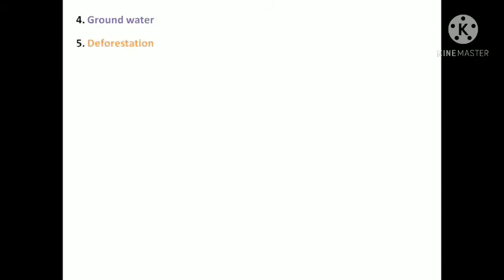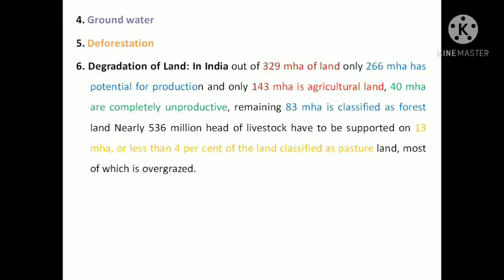Now deforestation: for agriculture work or other things like construction, growing industry, roads, and other transportation like rail, we have to do deforestation, but we have to check it, and people should know and be aware about this. Then degradation of land.